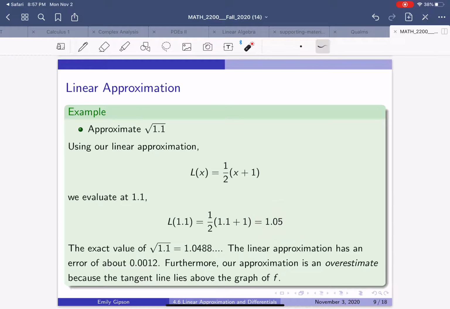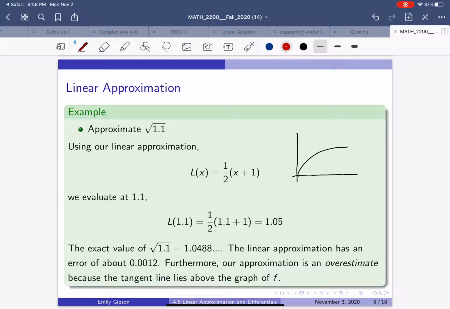And now we're going to plug the square root of 1.1 into a calculator, and we get 1.0488 repeating. So the linear approximation has an error of about 0.0012. And furthermore, our approximation is an overestimate because the tangent line lies above the graph of f. So the square root function looks a little like this.